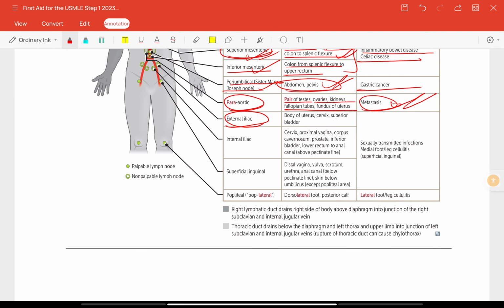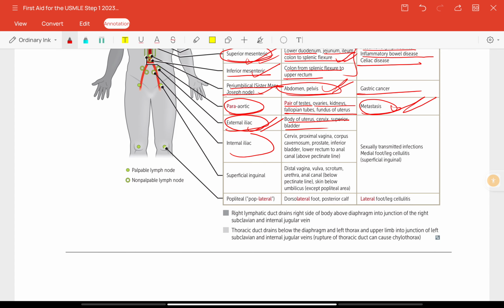Now moving to next, we have external iliac that have a drainage from body of uterus, cervix, superior bladder. For internal iliac, cervix, proximal vagina, corpus cavernosum, prostate, inferior bladder, lower rectum to anal canal and anal canal above pectinate line. Similar for superficial inguinal, distal vagina, vulva, scrotum, urethra, anal canal below pectinate line.